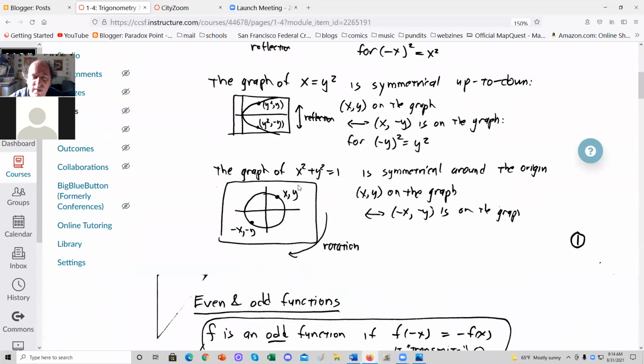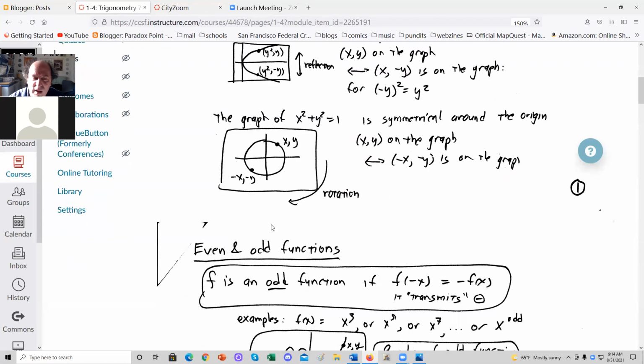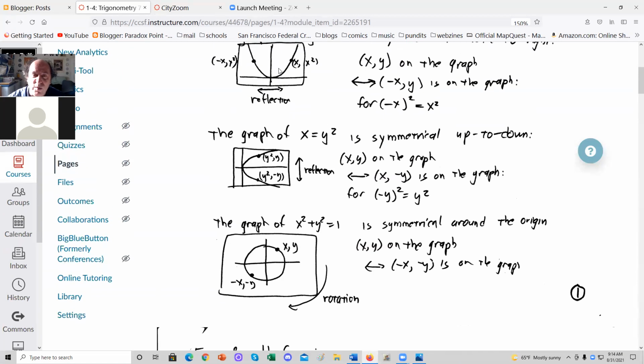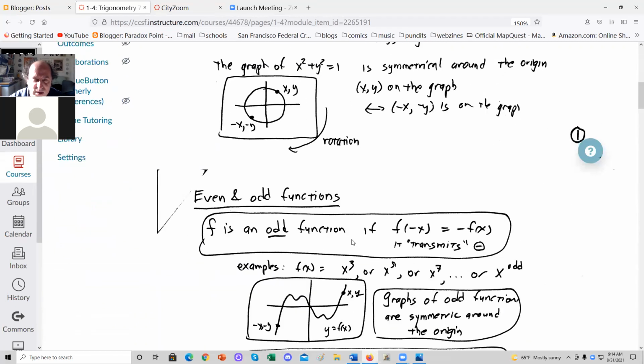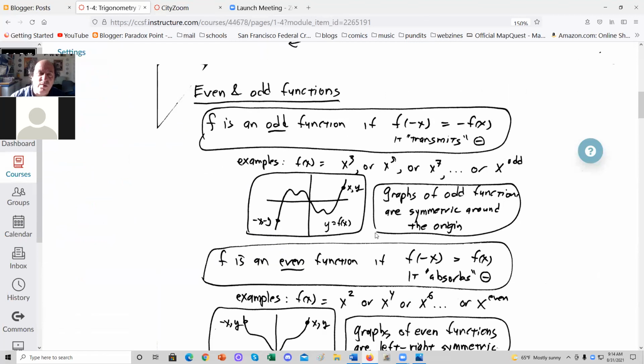And then here's a graph of x squared plus y squared equals 1, the circle. If (x, y) is on the graph, then (negative x, negative y) is also on the graph. So this one is symmetric via reflection through the y-axis. This is symmetrical by reflection through the x-axis, and this is symmetric by 180-degree rotation around the origin.